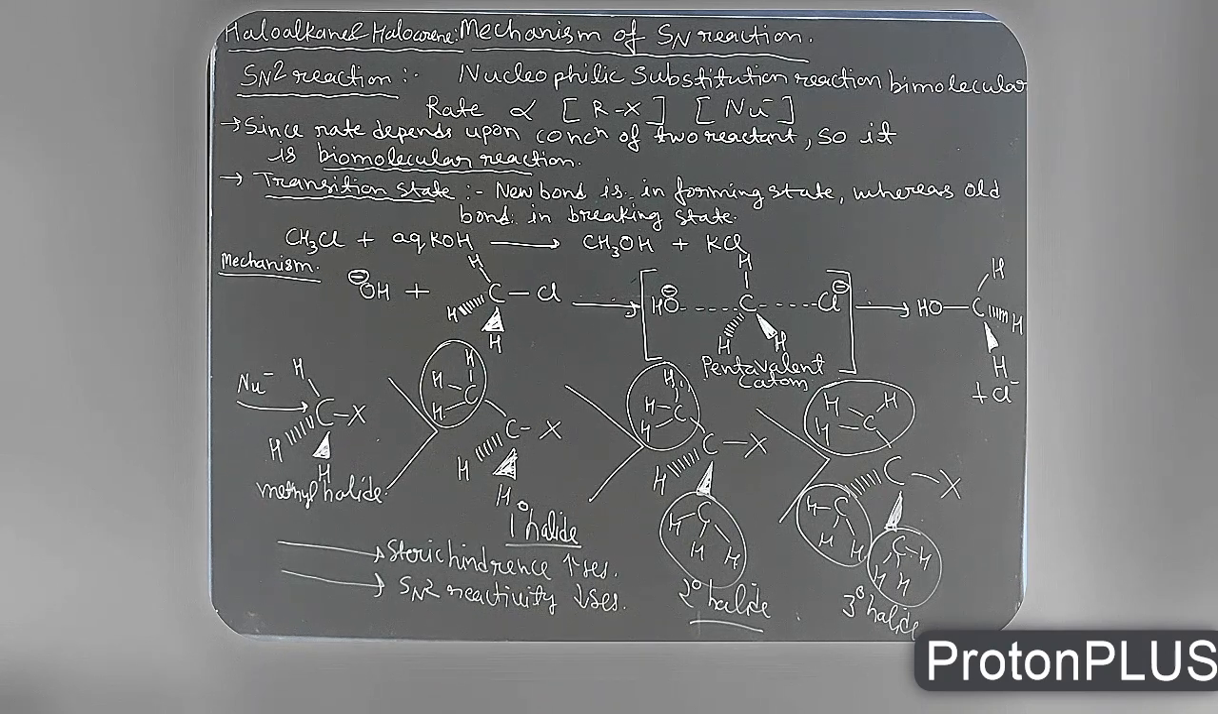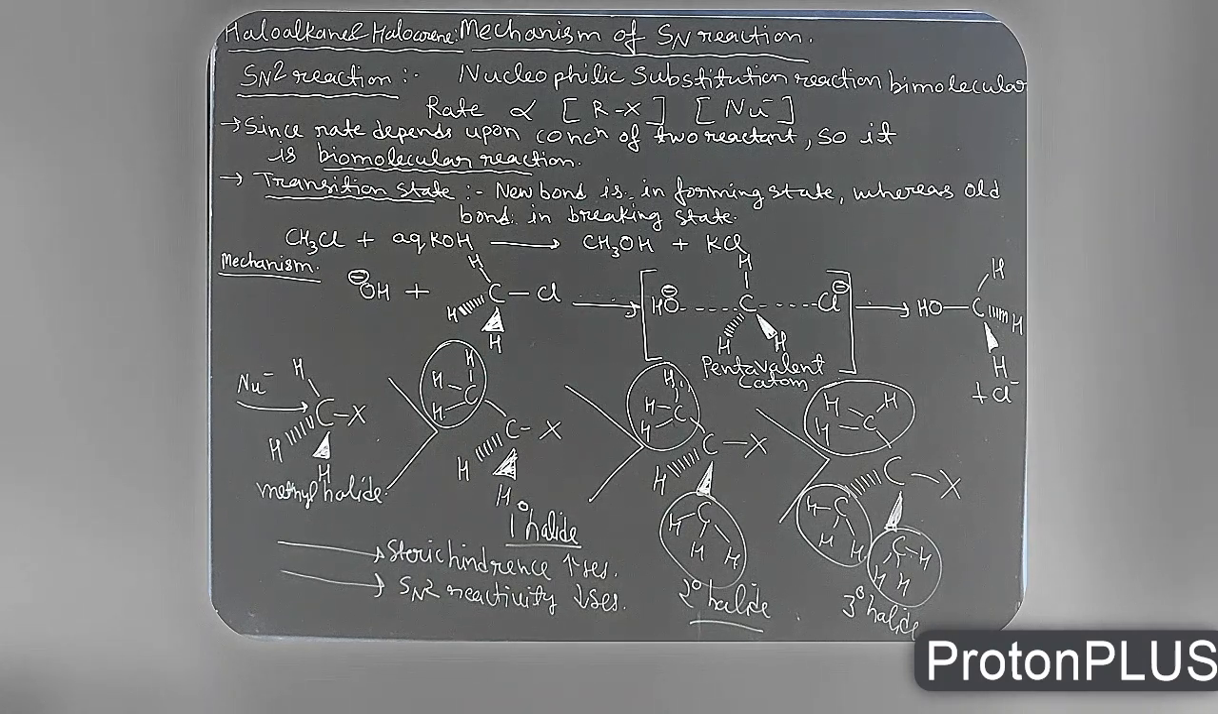So we can conclude, as these groups attached to the substrate atom or carbon atom, if these groups are bulky or bigger, these groups will hinder the approach of the nucleophile. This is methyl halide, that is CH3X. Second one is ethyl halide. One methyl group is attached to the substrate atom.